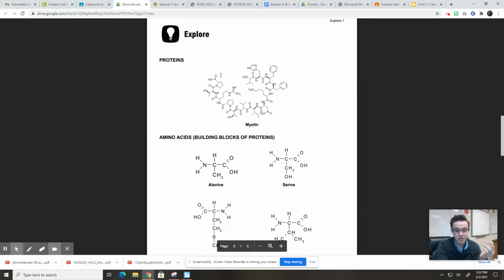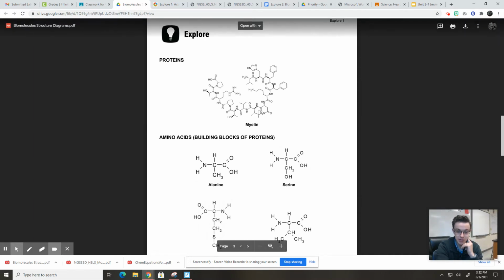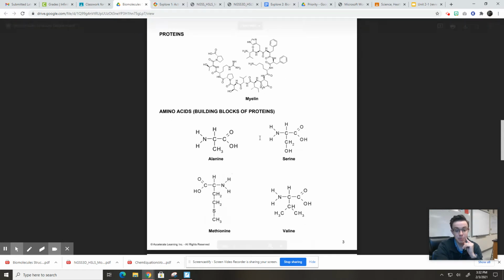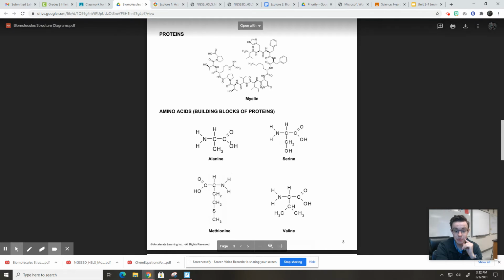Here we have proteins. So you've got an example of a specific protein, myelin, and then you have, so this would be a polymer. It's called a polypeptide chain. And here you have just the monomer of proteins, individual amino acids. We've got the specific structures for some of those.